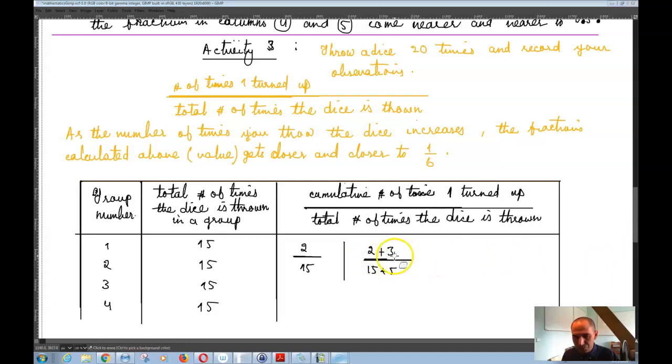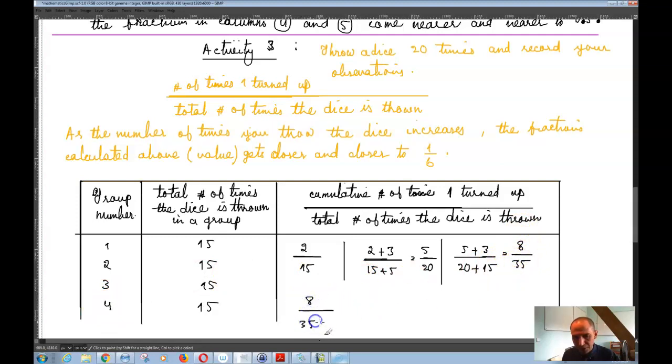So which is simply equal to, for example, 5/20ths. The third time, for group 3, I already have 5/20ths there, and then I basically throw the dice another 15 times, and then I get another 3 times, which is basically 8/35ths.